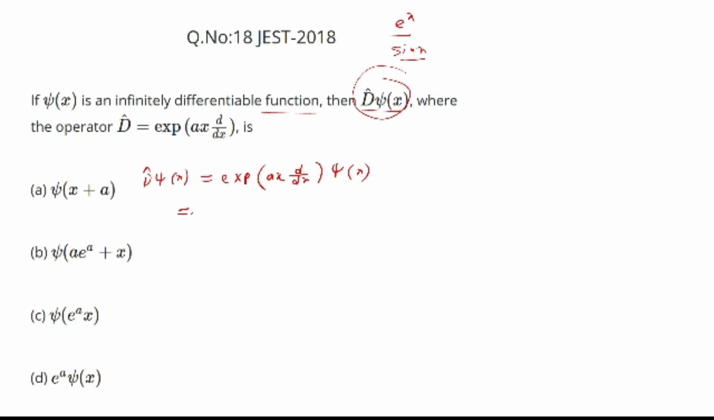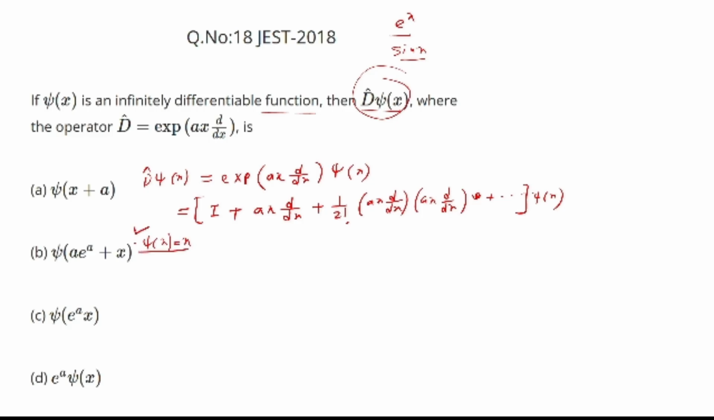So let's expand it. The first term is 1. Here 1 means, since d/dx is an operator, we have to write the identity matrix I. Then plus a x d/dx. The second one is 1 divided by 2 factorial, then a x d/dx into a x d/dx, and so on, the whole thing acting on psi of x. Fine. Now let's take psi of x as a trial, as x.